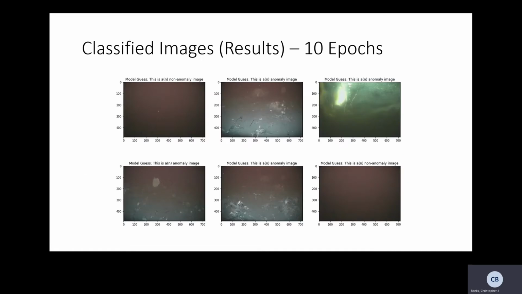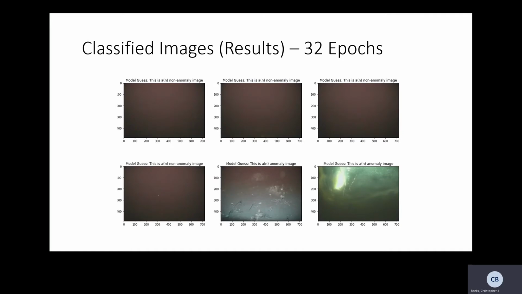We further visualize the results by having the model classify 6 sample images, which can be seen below. The model was able to classify all of the sample images correctly, where you can see that for the non-anomaly images, we show empty ocean space, and for the anomaly images, the classification algorithm detects that there's something worth further investigation.